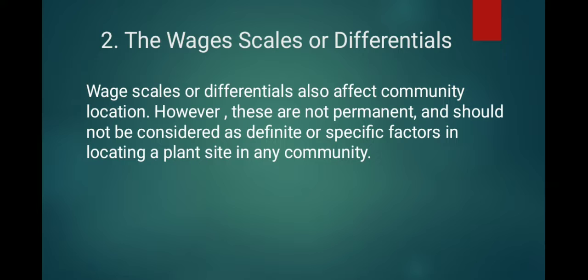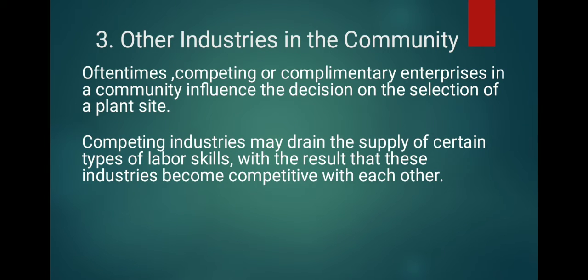Number two is the wage scale or differential. Wage scale differentials also affect community locations. However, these are not permanent and should not be considered a definite, specific factor in locating a plant site in any community. Third is other industry in the community. Oftentimes, competing or complementary enterprises in the community influence the decision on the selection of plant sites.